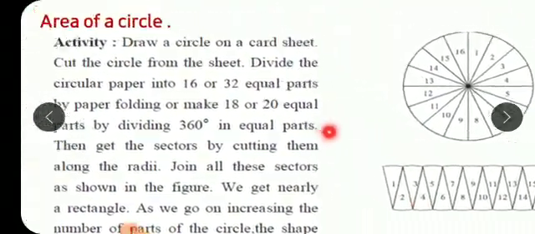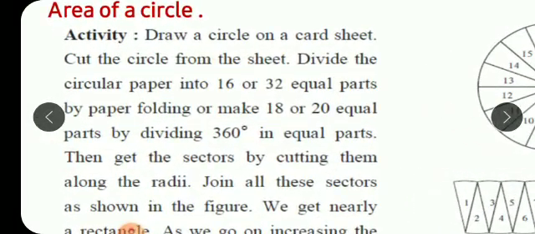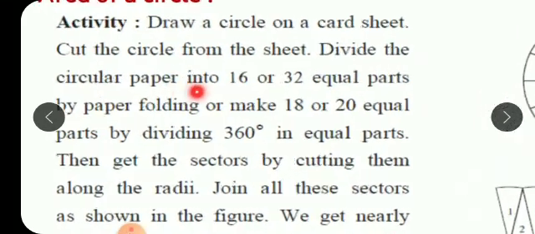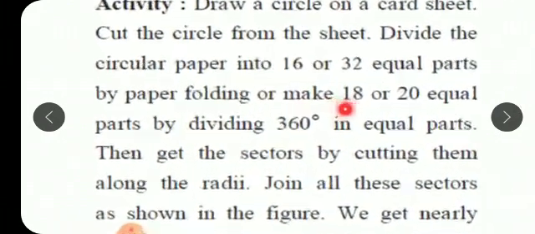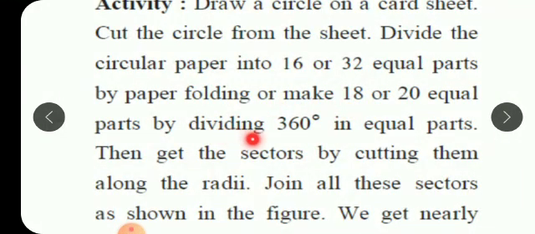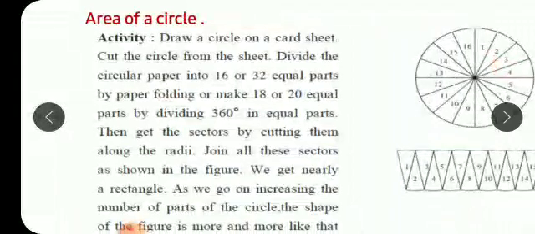First of all, what to do in this activity? First, draw a circle on a card sheet. Cut the circle from the sheet. Divide the circular paper into 16 or 32 equal parts by paper folding, or make 18 or 20 equal parts by dividing 360 degrees in equal parts. Then get the sectors by cutting them along the red line. Join all these sectors as shown in the figure.